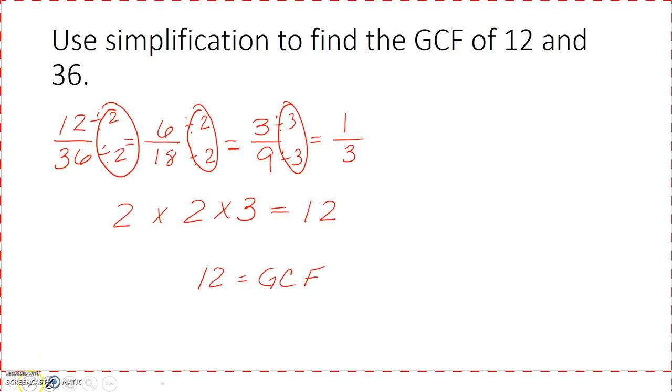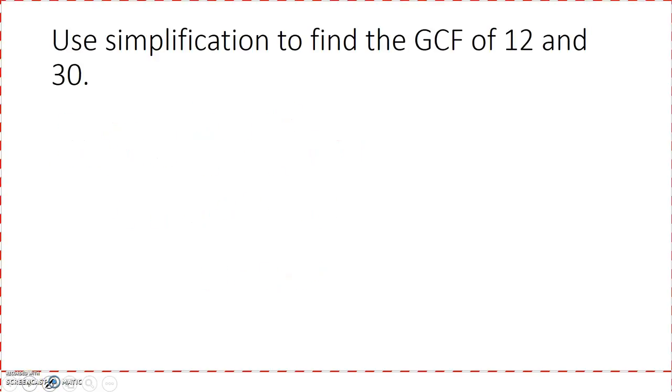Let's try another problem. Let's use simplification to find the GCF of 12 and 30. So I begin writing it like a fraction. I notice they're both even, so I can divide both by 2. 12 divided by 2 is 6. 30 divided by 2 is 15.